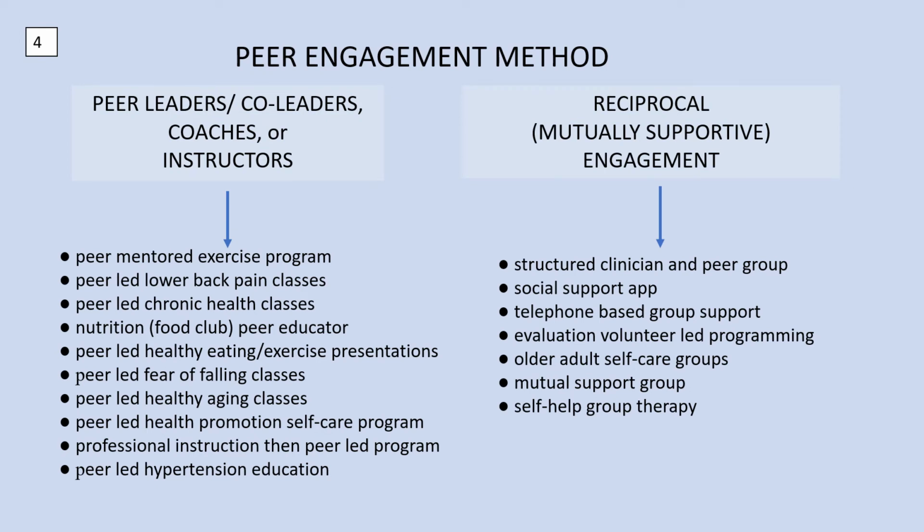What I found was that there were actually two peer engagement methods. One used a leadership model, so trained leaders as coaches or instructors or as leaders, and the other was actually using a reciprocal model, where they may or may not have trained the leaders in any way, but people work together and co-engage with each other in order to deal with their issues. And I found this a much more useful concept.